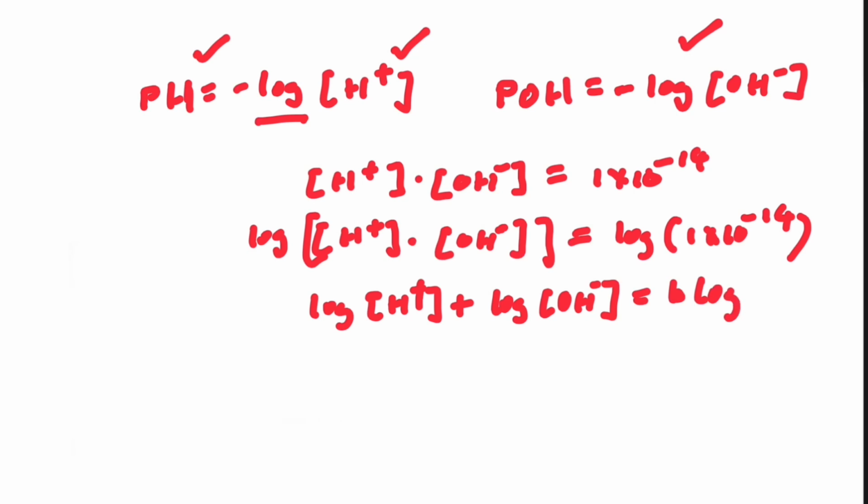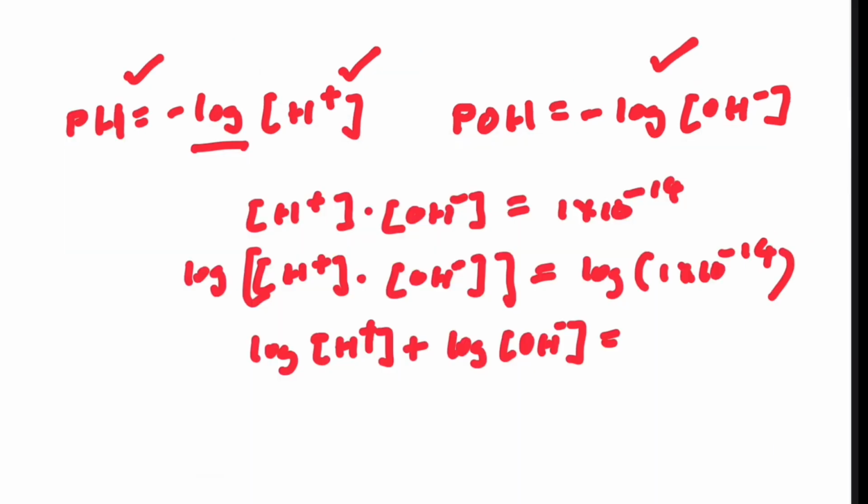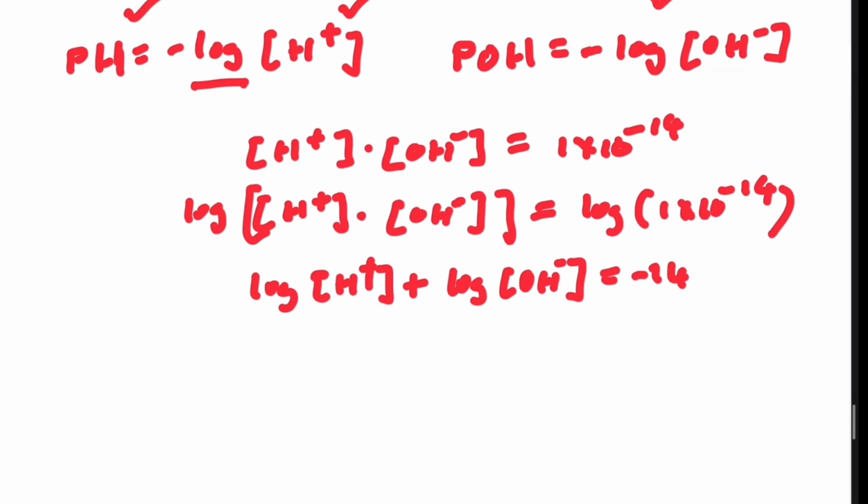So A, well, let me not use B. B in our case is minus 14. We're going to have minus 14 log of 10. But we know that log of 10 is 1, so let's just replace this with 1. 1 times minus 14 is just going to give us minus 14.